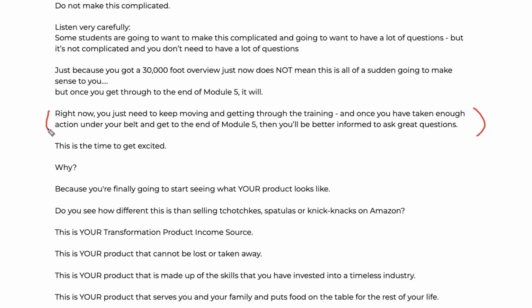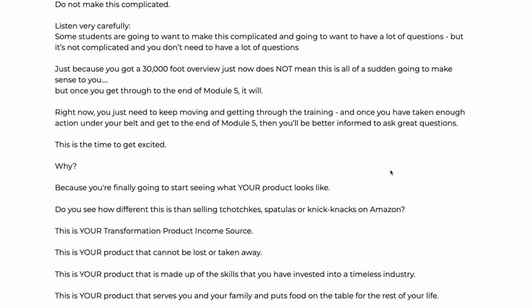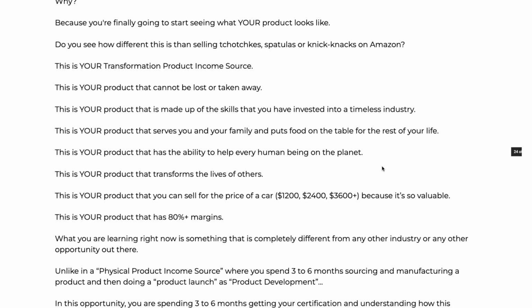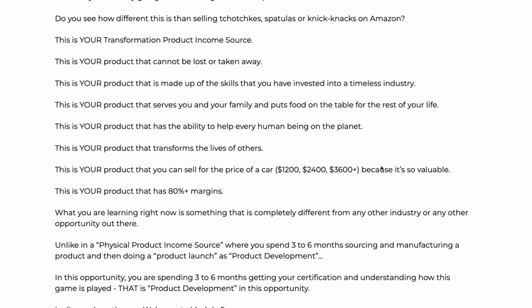And so this is not a time to get afraid. This is not a time to get overwhelmed. In fact, this is a time to get excited. Why? Because you are finally going to start seeing what your product looks like. Do you now see how this is so different than selling tchotchkes, spatulas, or knickknacks on Amazon?